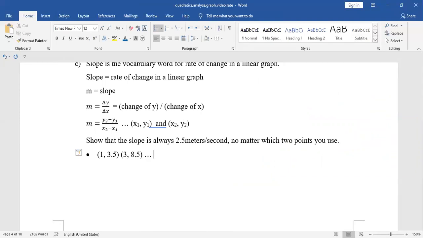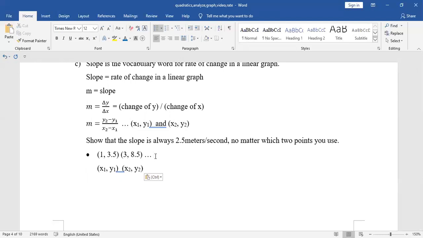So to use the formula, this is my x1, my y1, and then the second point is going to be my x2, y2. How do I know which one is x1, y1, and which one's x2, y2? Well, it doesn't matter. You just pick one point, label it x1, y1, and then the other point has to be x2, y2. It doesn't matter which point is which, as long as you pick and then stick with whatever you chose.